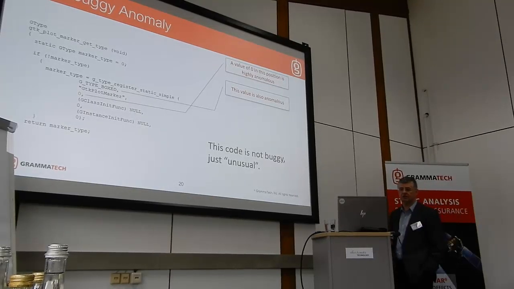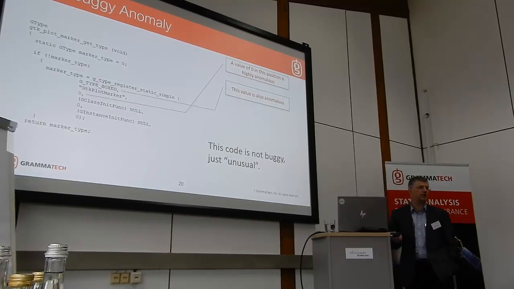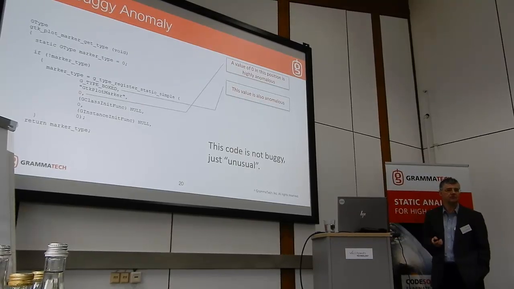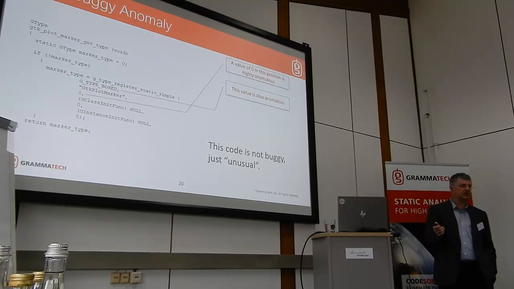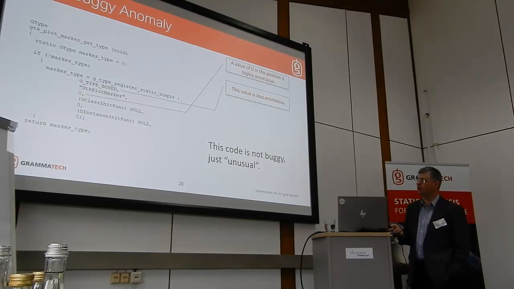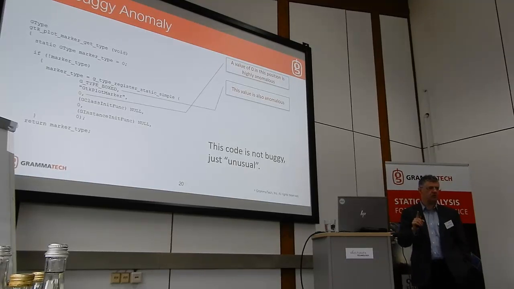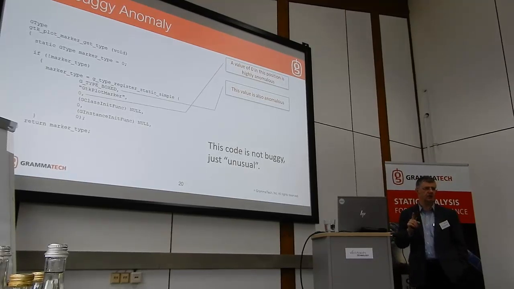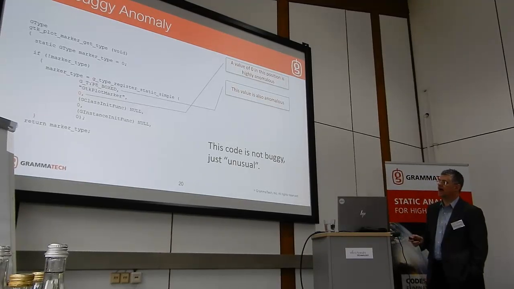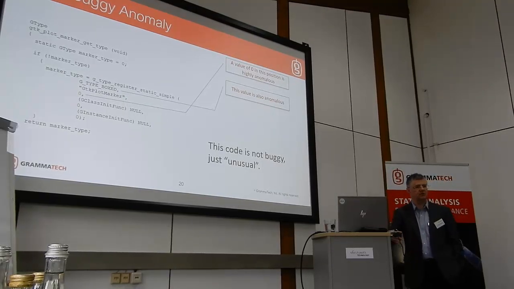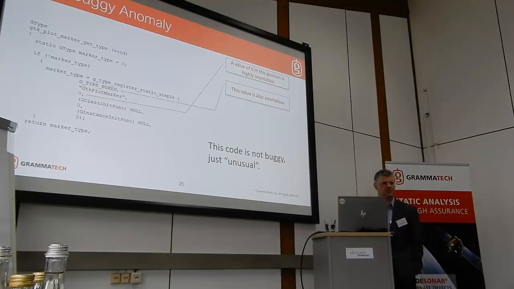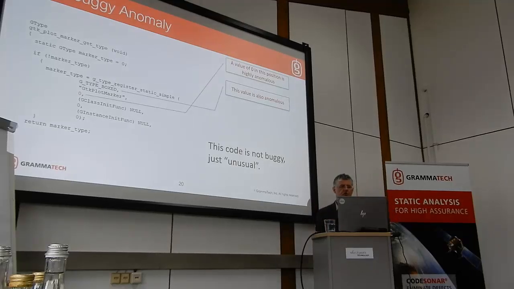And as it turns out, this code is not buggy, it's just unusual. And in fact, what this tells us is that for this analysis to work very well, it's not a good idea to look at just one anomaly at a time. The fact that this is anomalous and that is anomalous actually weakens the case for it to be a bug. So if you've got one anomaly, then yeah. If you've got two anomalies, then you think, well, maybe it's different because it's just unusual.